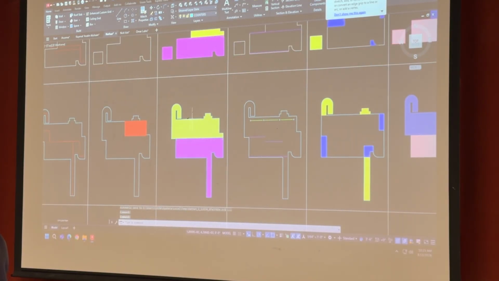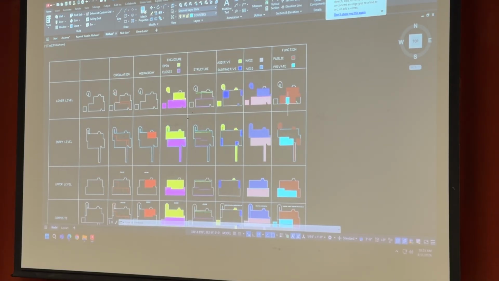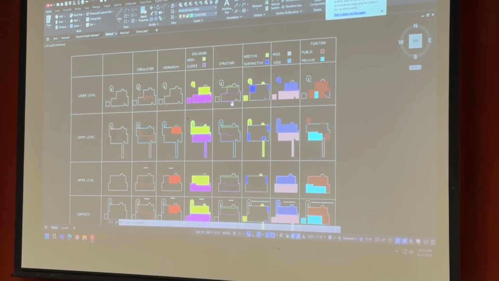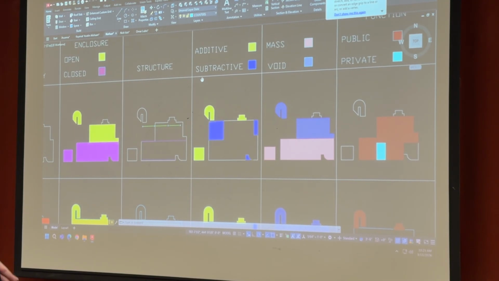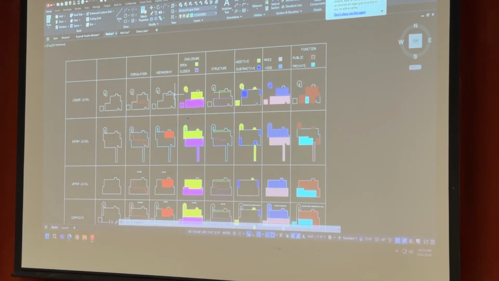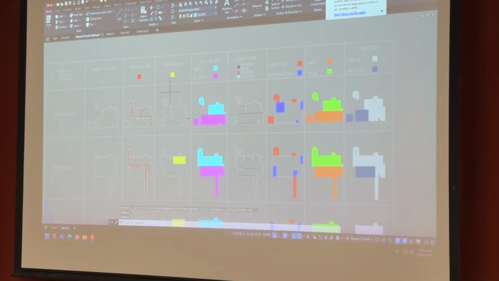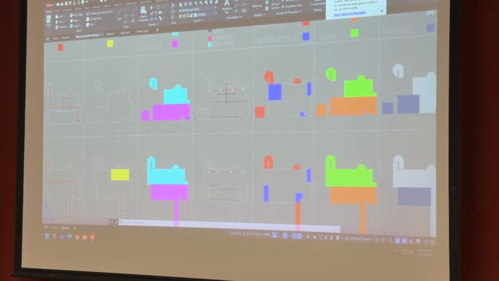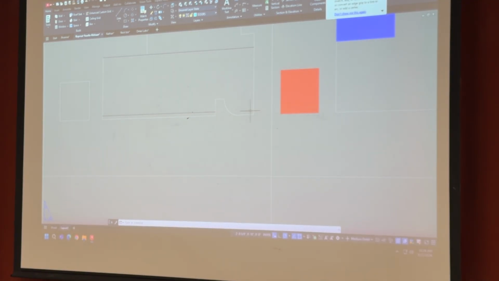Nathan is out of here. Nathan's got to bring some of the structure over. Nathan doesn't have additive, subtractive. He's got public, private. All right. So he'll have to figure that one out. Structure. And this structure here is also over here. So bring that across.